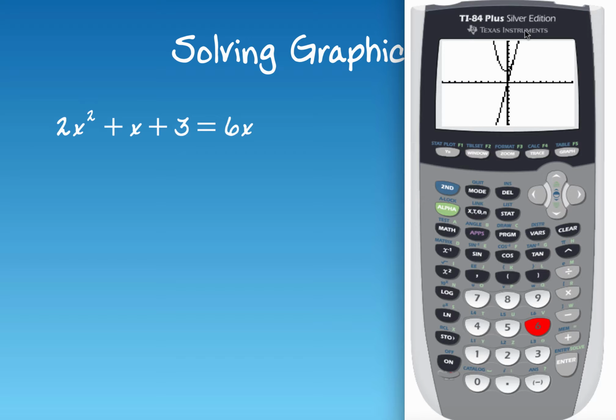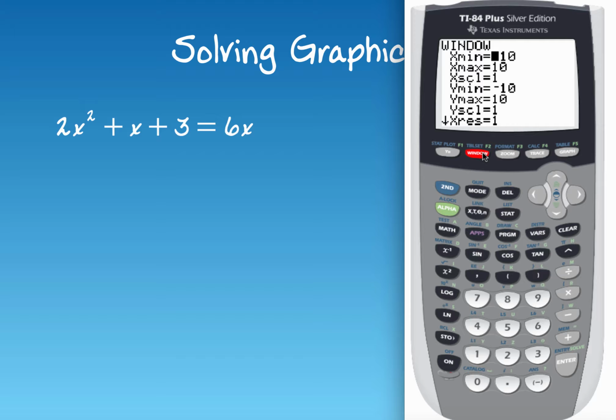We may want to zoom in a little bit more or zoom out. So we could actually make a standard window here. Since I know there's no intersections down in the negative values down here, if I go to window, I can leave my x values at negative 10 to positive 10. But let's start our y values at 0 since we don't have any negative intersections down there. And we can go up to, say, positive 20.